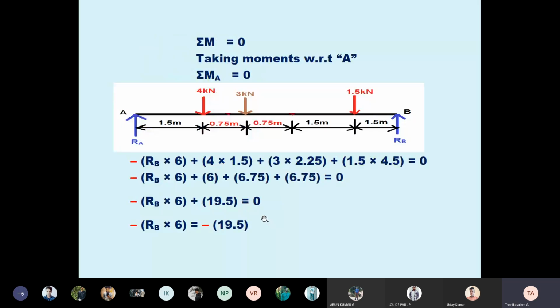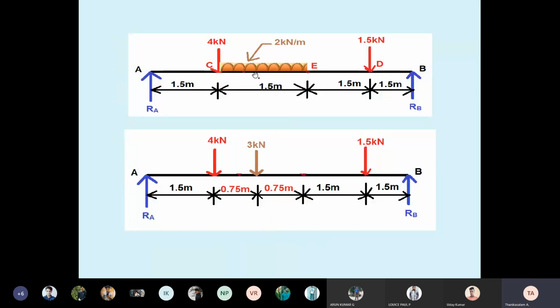What is the difference from the previous question? In this question, the UDL is additionally given. Students, the UDL is acting from C to E. Therefore, you have to convert it to a point load. How? Rectangular area, 2 into 1.5. 2 kilonewton per meter into 1.5 meter, meter cancels, so 3 kilonewton. Where is it acting? In the middle of this 1.5, so I divided it into 0.75, 0.75. I think you have clearly understood.